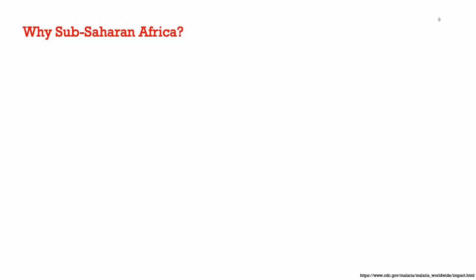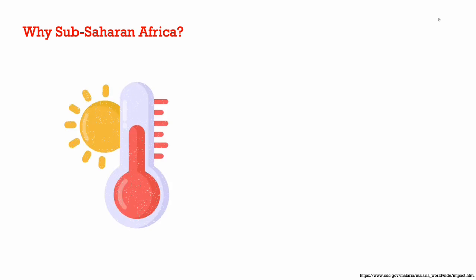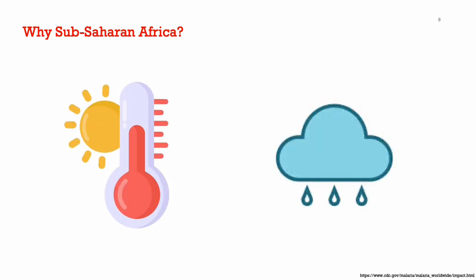So why Sub-Saharan Africa? Well, the answer is pretty simple. It's hot and it's wet. This creates the perfect breeding ground for Anopheles mosquitoes, and they multiply rapidly.